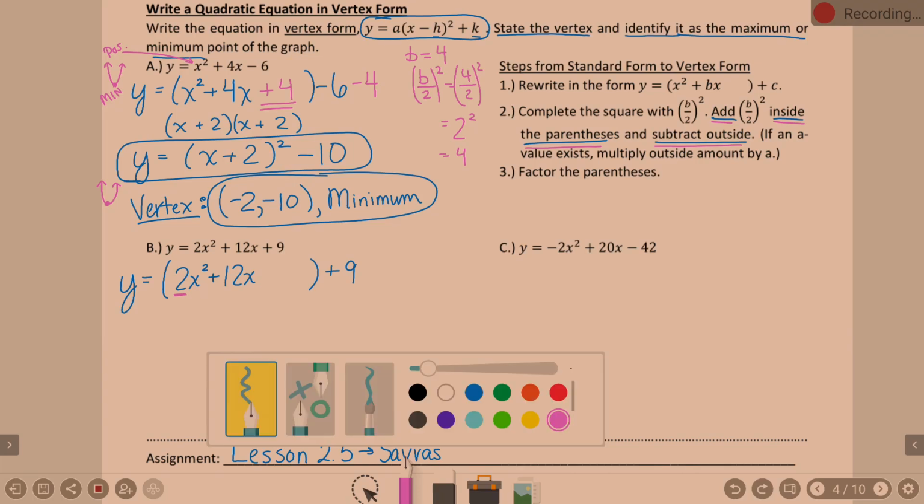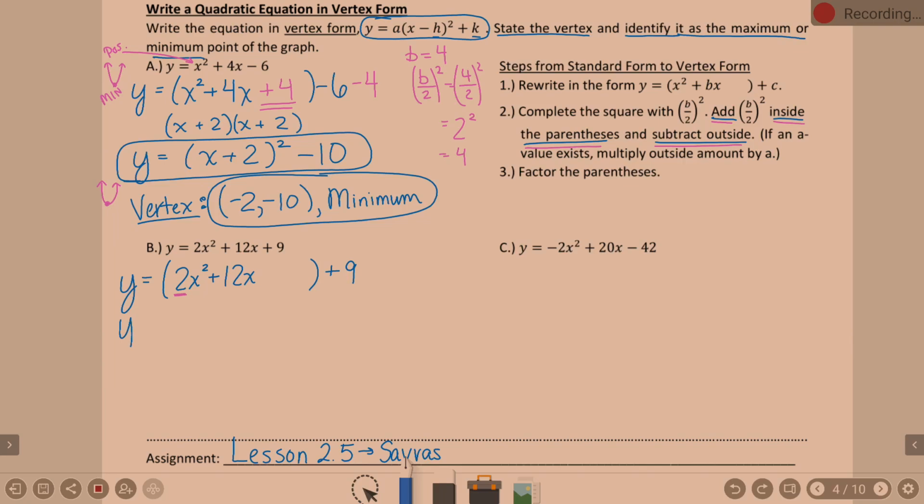So here, work with me. Y equals, I'm going to put the 2 out front of the parentheses. If I factor a 2 out, 2x squared divided by 2 becomes what? X squared plus 12x divided by 2 becomes 6x. You still have that blank in the parentheses, and you still have a plus 9. So that's how we deal with the a value. The a value becomes a GCF, and you factor it out. Good? Okay, that was step 1.